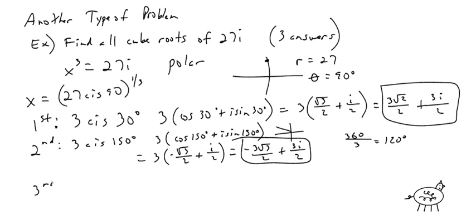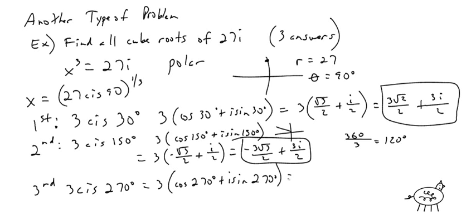And then the third answer is going to be 3 cis, and adding 120 to that we get 270. Okay, and again that's our polar answer, and rectangular is going to give us 3 times cosine 270 plus i sine of 270, and cosine of 270 is 0. Sine of 270 is negative 1, so it's minus i, so we get negative 3i. And those in the boxes are your answers in rectangular form. Okay, those are 3 answers. That is not too bad.